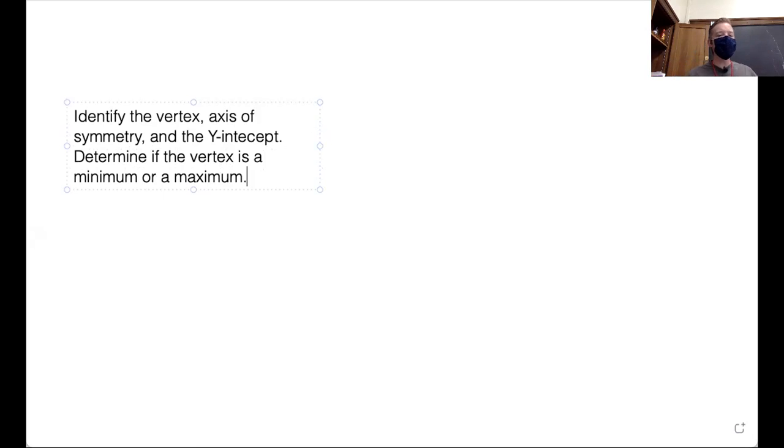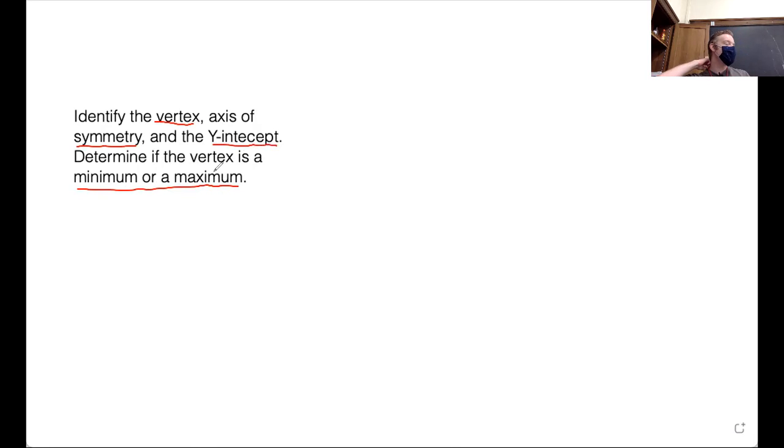So we see that we are asked for several things here, and that's one of the keys on these types of problems: making sure you are actually answering everything that's asked for. So we need to find the vertex. That's one thing. The axis of symmetry, that's two. The y-intercept, that's three. And then lastly, say whether we have a minimum or a maximum. So there's basically four things that we need to find on each of these problems.